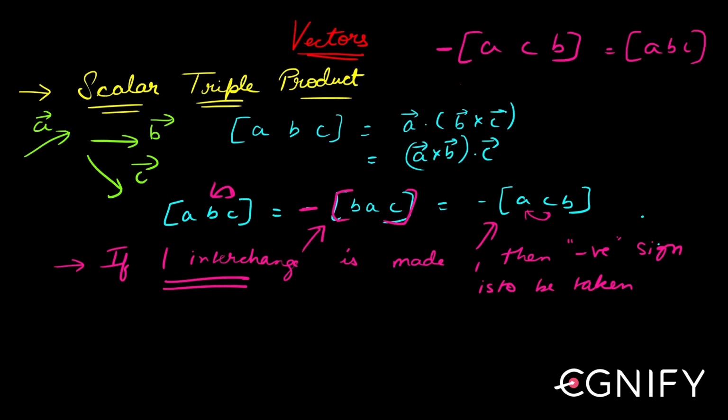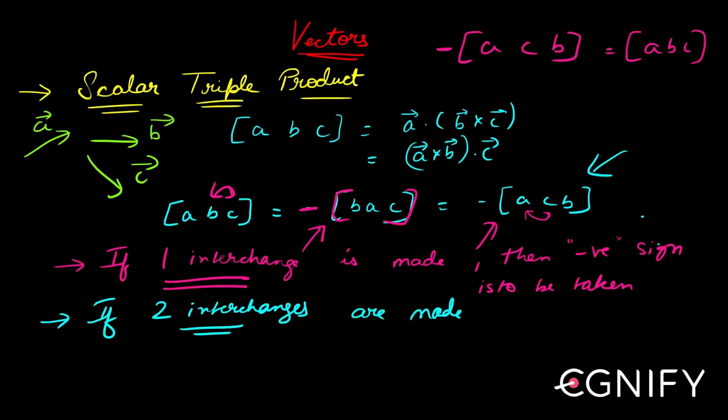The second rule that I'm writing now, this thing I'm not showing you with detailed proof the way I showed you for one interchange, but you can verify that for yourself by just expanding the box product. That is, if two interchanges are made, then no negative sign is to be taken. What does this rule mean? And why am I taking this negative sign?